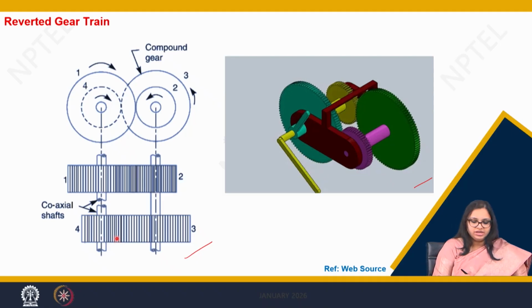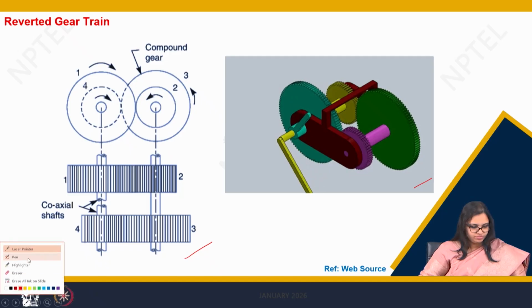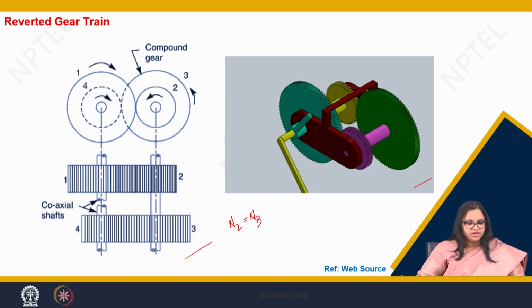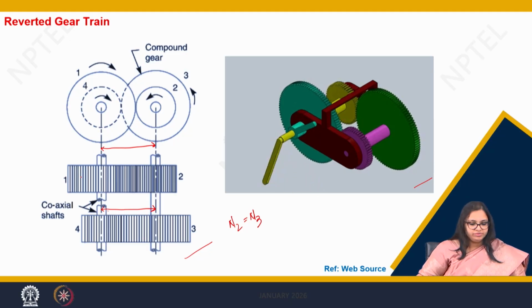So here my N2 is equal to N3. Now my N3 is meshed with N4. However, these two shafts are coaxial, that is the center distance here is equal to the center distance here. However, these two shafts are not connected. So how can the transmission of power happen?